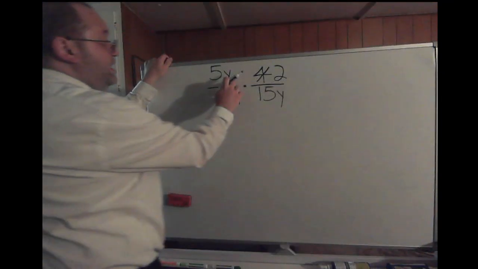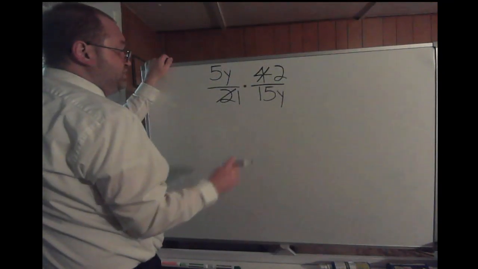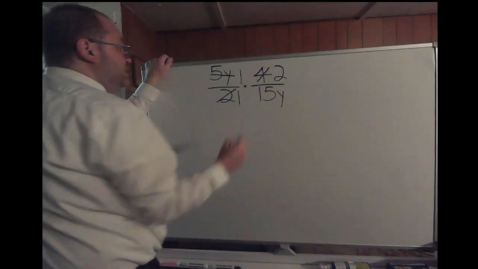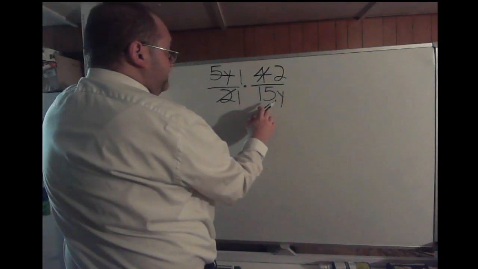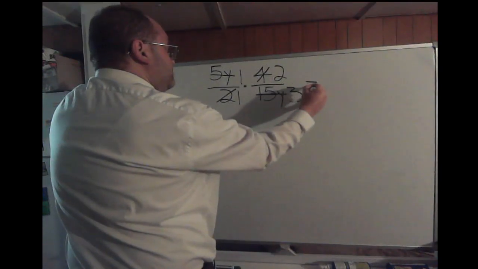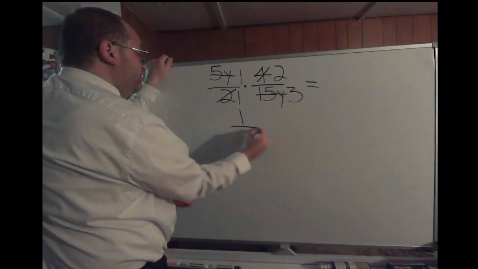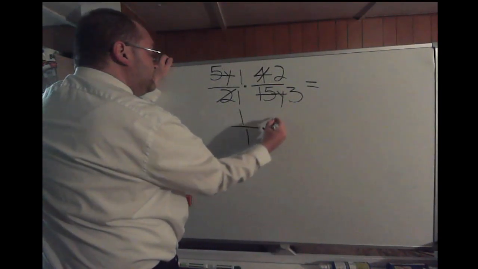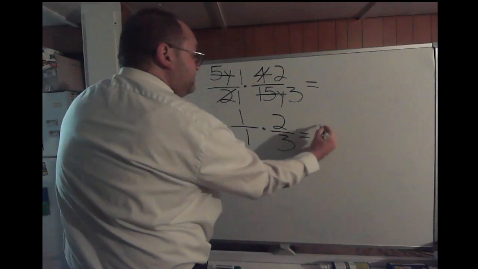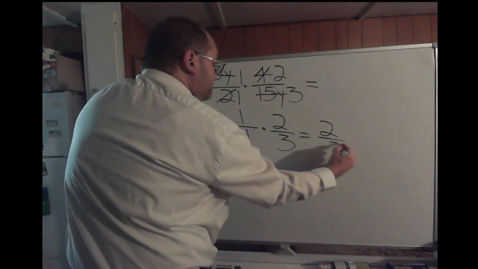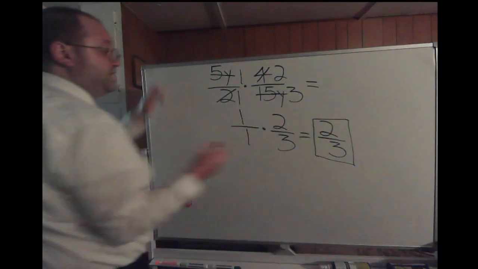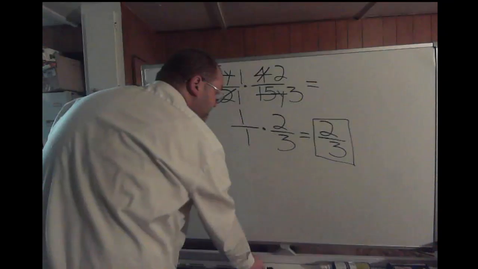Now, 5y is a factor of 15y, so if we divide 5y by 5y, you just get 1. Divide 15y by 5y, you get 3. So what you're left with now is 1 over 1 times 2 over 3, which would simply yield 2/3. That would be how you would simplify this. You would just get 2/3.